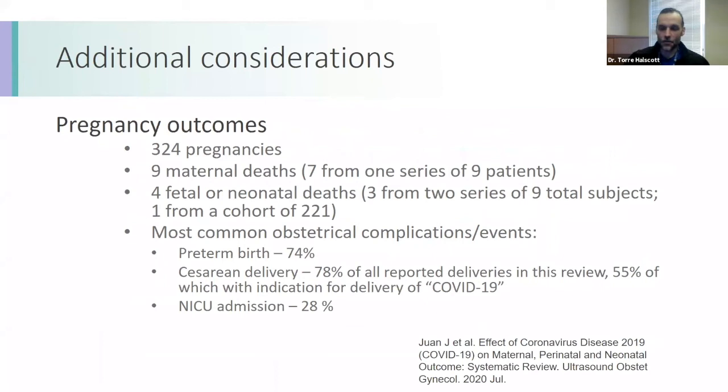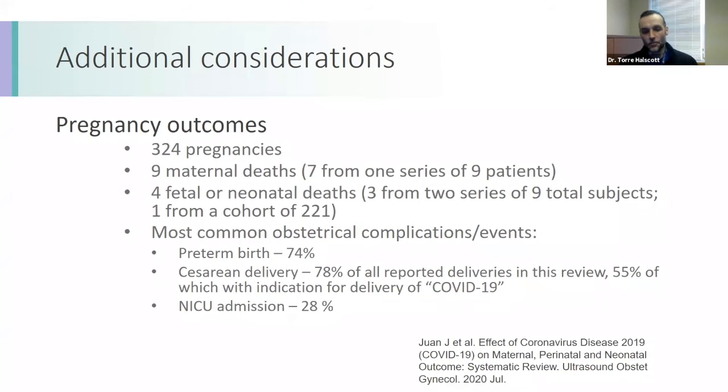Looking at the pregnancy outcomes in general, this was back in July of last year, and for a while was kind of one of the more comprehensive reviews of the case series and reports that were out there. And there's 324 pregnancies, and 9 maternal deaths, 4 fetal neonatal deaths, and you can see there's a significant complication rate of preterm birth of 3 out of 4, cesarean delivery almost 80%, and more than half of those, the indication for cesarean delivery was COVID-19, and about 28% of neonates went to the NICU.